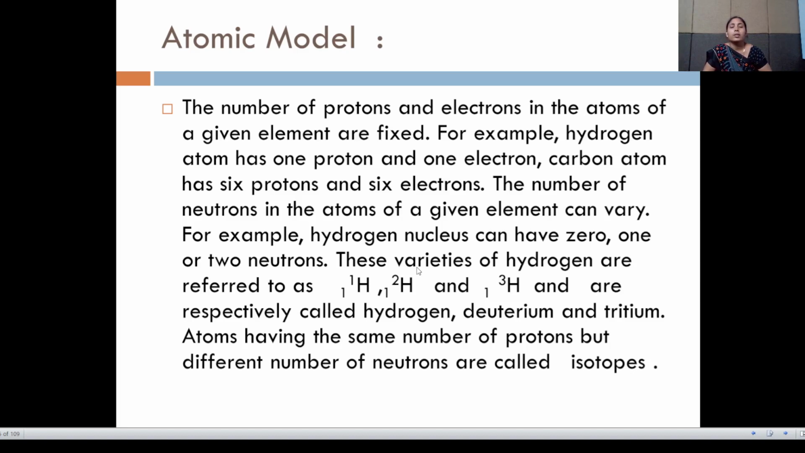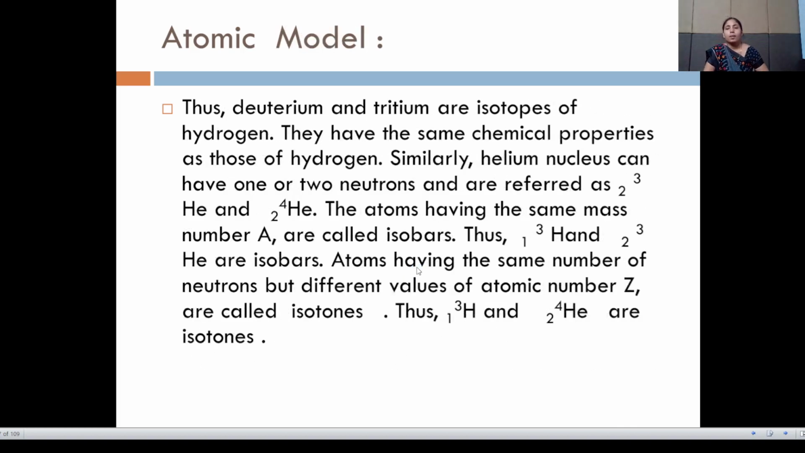For example, a hydrogen nucleus can have 0, 1 or 2 neutrons. These varieties of hydrogen are written as H(1,1), H(2,1) and H(3,1), respectively called hydrogen, deuterium and tritium. Atoms having the same number of protons but different numbers of neutrons are called isotopes. Thus, deuterium and tritium are isotopes of hydrogen. They have the same chemical properties as those of hydrogen.